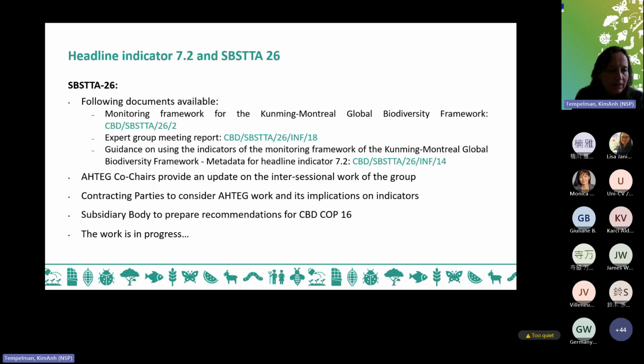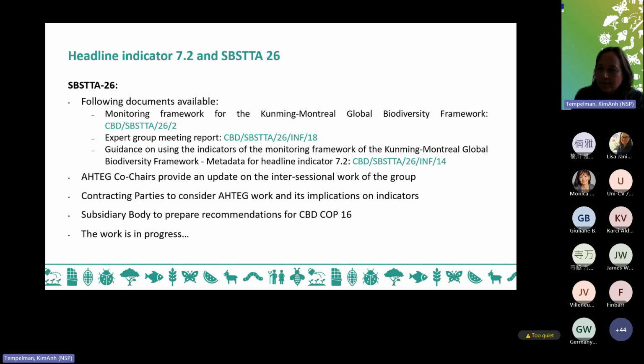Then there is the expert group meeting report with all the details that we might have left out also today of what was discussed, how we came to the recommendations. And this is provided in an information document number 18. And then there's information document 14, which includes guidance by the ATEC on using the indicators of the monitoring framework of the Global Biodiversity Framework. And it has the metadata sheet for headline indicator 7.2. So this data sheet was also further developed, I must say, following the expert meeting.